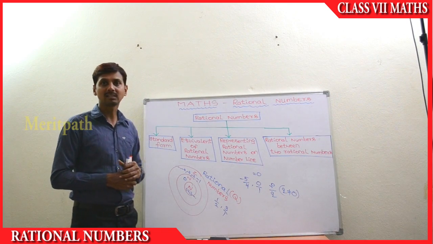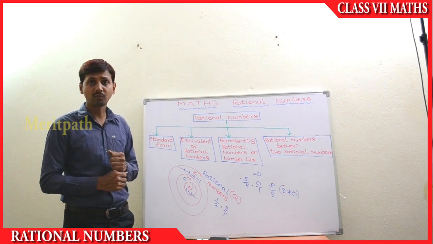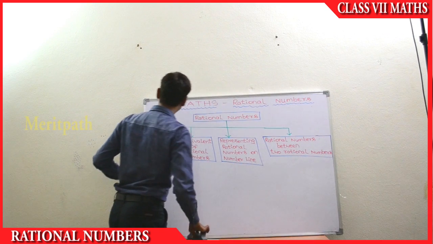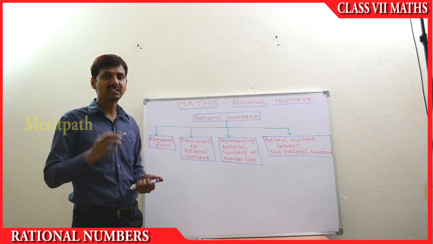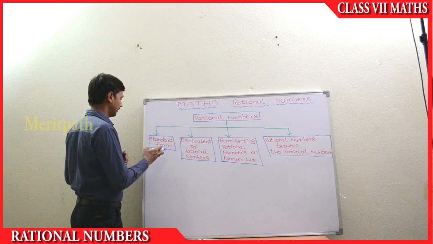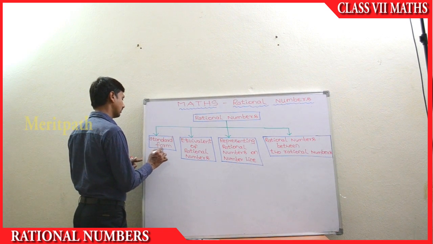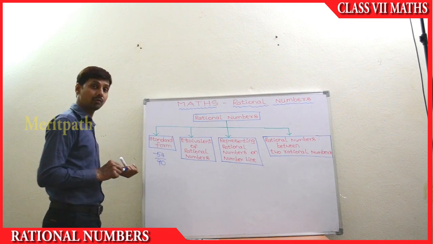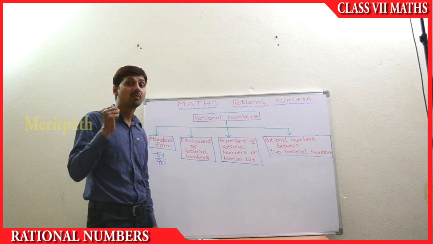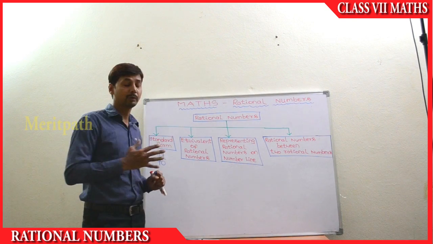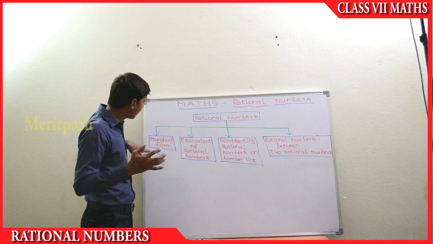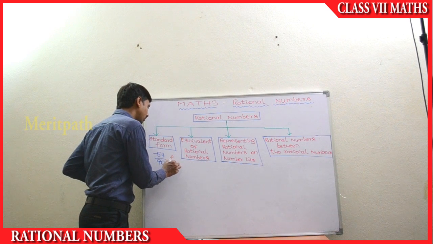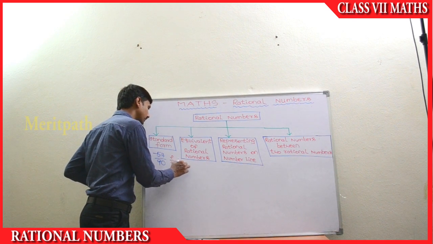So let's go to the next concept, that is the standard form of a rational number. If we take any rational number, for example, minus 54 divided by 90, we need to represent it in standard form. This is a rational number because it is in the form of P by Q, where Q is not equal to 0.